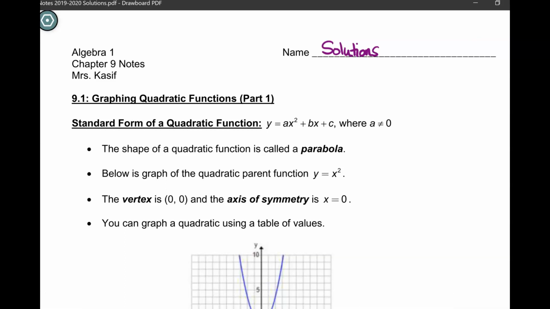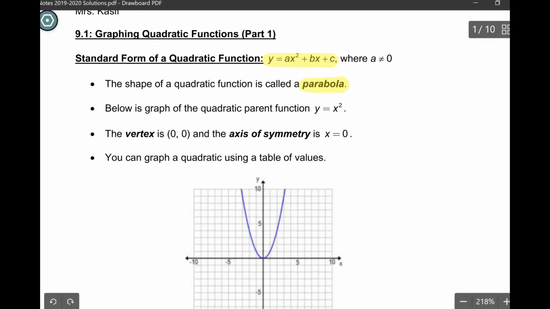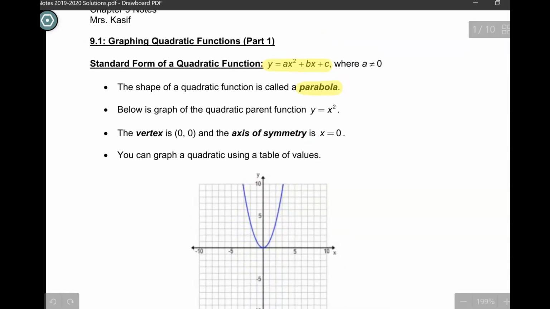So a quadratic, just remember, is anything that has an x squared, basically. All right, so any function that has an x squared. So the shape is called a parabola. So if you see here below, it's kind of a U shape. So anytime you have an x squared, it's going to have either the U shape, and it could be wider or skinnier. It could be upside down.